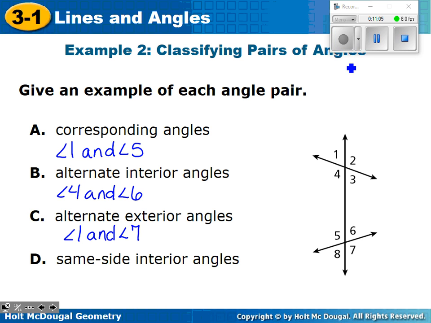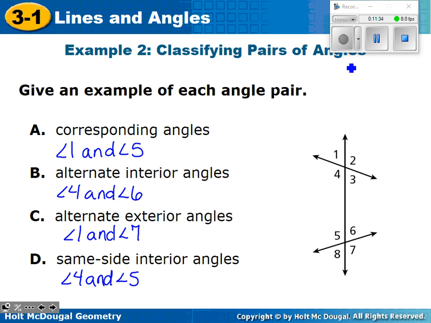Naomi, can you give me a pair of same side interior? Careful, 1 and 8 are exterior angles. They are outside the two lines. Interior angles have to be in between the two lines. 4 and 5, very good. Angle 4 and angle 5.